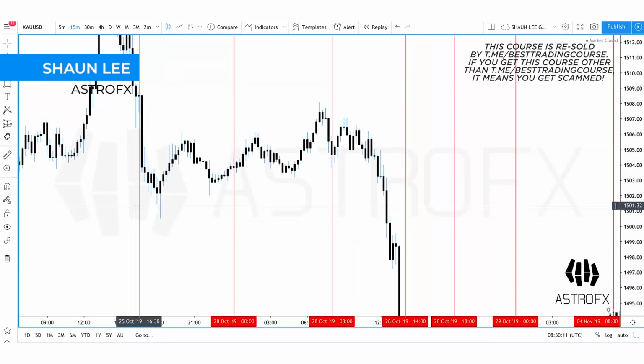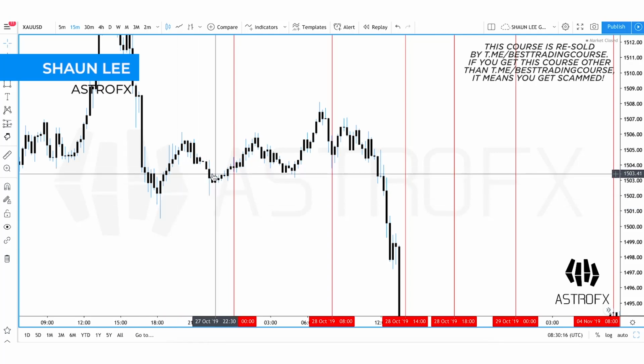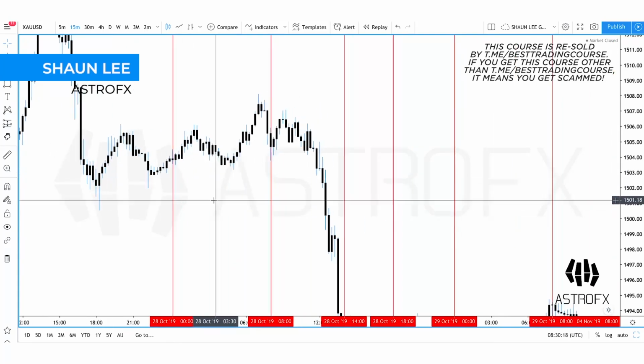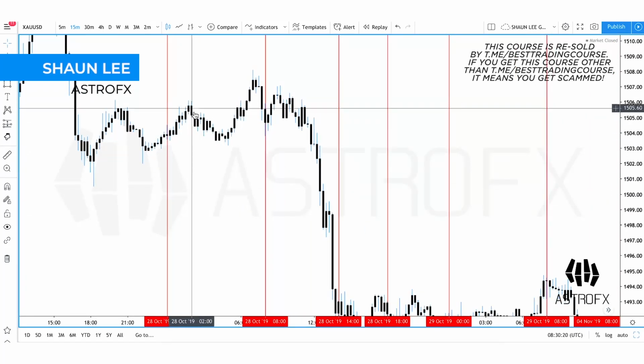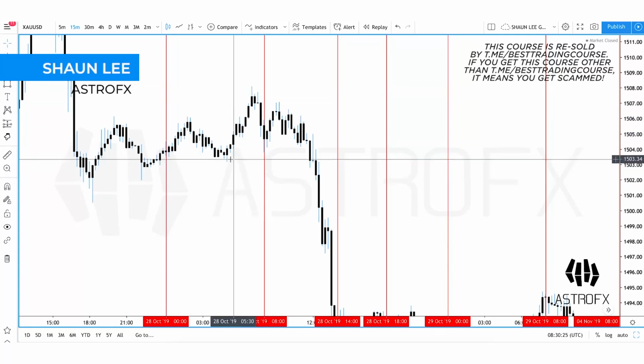So the market opens at 10 p.m., 11 on gold, anywhere around here. Asia creates one high, Asia creates a low, Asia creates a secondary high. So this is the high of Asia, this is the low of Asia.